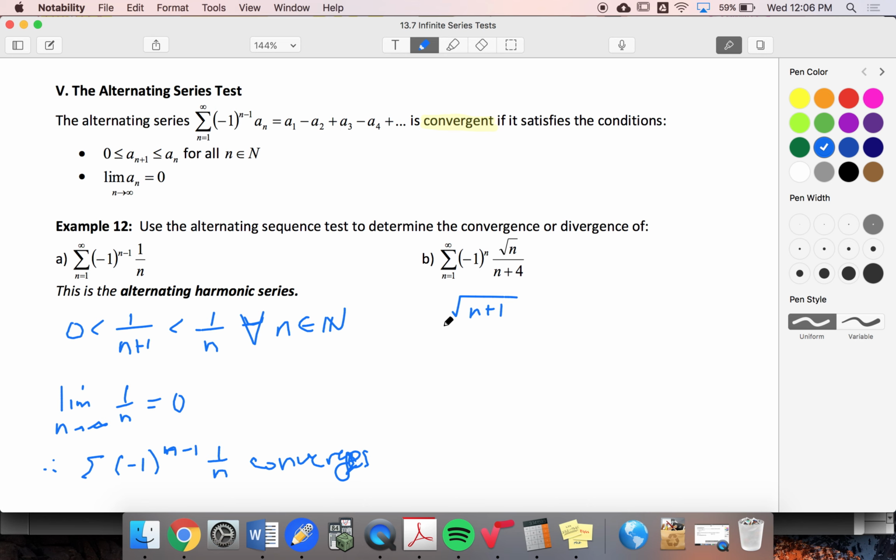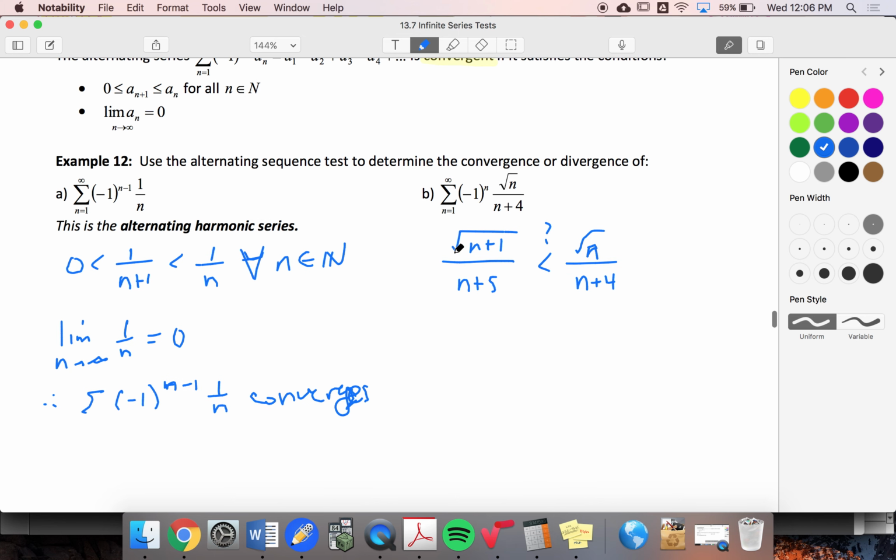n plus 1 over n plus 1 plus 4 is n plus 5. Is that less than root n over n plus 4? Well, I'm going to start by squaring both sides because I want to get rid of the square roots, and if I have a number less than another number, if I square both values, that's still going to be true. So squaring both sides, I get n plus 1 over n squared plus 10n plus 25. Is that less than n over n squared plus 8n plus 16?